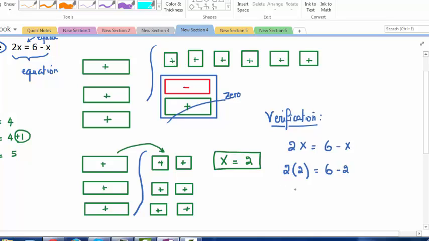2 times 2 equals 4. 6 minus 2 equals 4. Left side equals right side. Done. That means all my work is correct. Let's see another example.